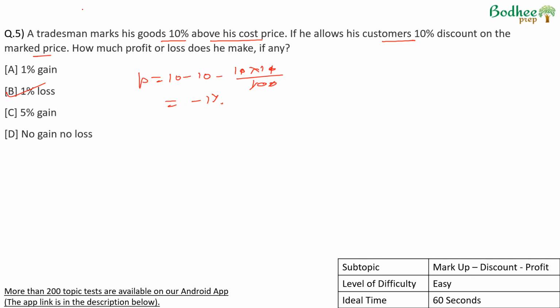You can assume values as well. Cost price 100, markup of 10. So this becomes 110, on this discount of 10%. 10% of 110 is 11. 110 minus 11, 99. Hence, we can see loss of 1%. Again, just putting the formula should not take more than a minute. Very easy question.